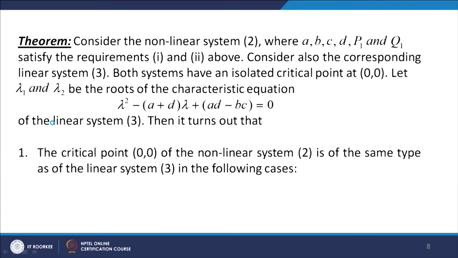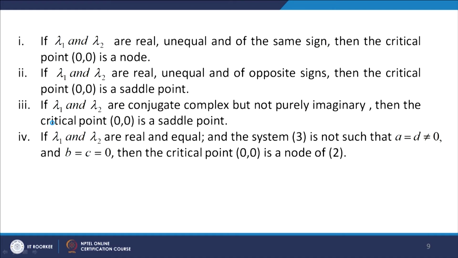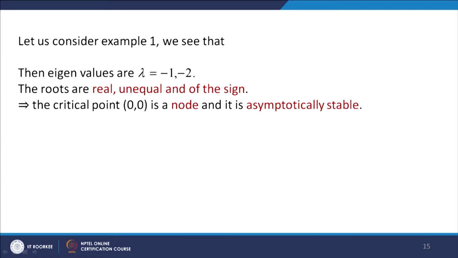Let us go to this theorem. It says that the critical point (0, 0) of the nonlinear system 2 is of the same type as that of the linear system 3 in the following cases. If lambda 1, lambda 2 are real, unequal and of opposite signs, then the critical point (0, 0) is a saddle point. Oh, sorry, we have to go to one. If lambda 1, lambda 2 are real, unequal and of the same sign, then the critical point is a node. So here the roots are minus 1 and minus 2, which are real, unequal and have the same sign. So the critical point (0, 0) is a node.